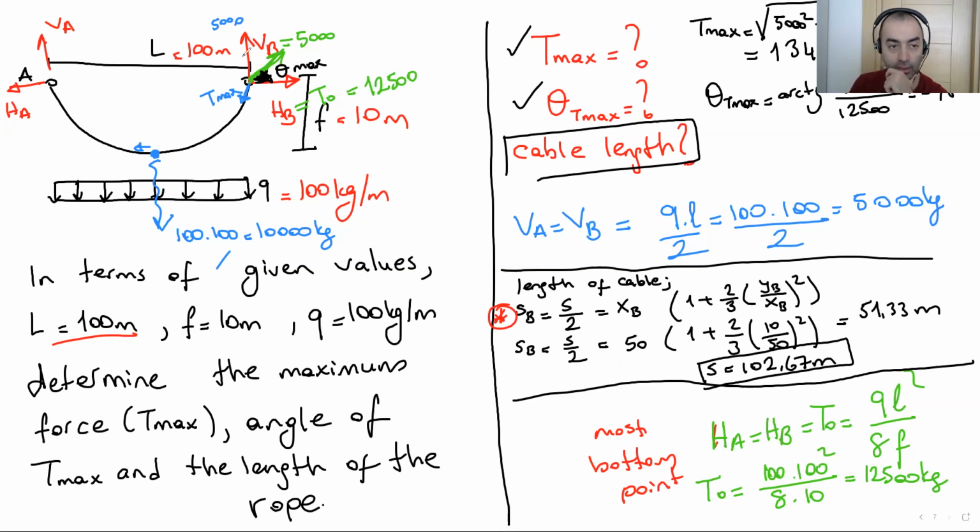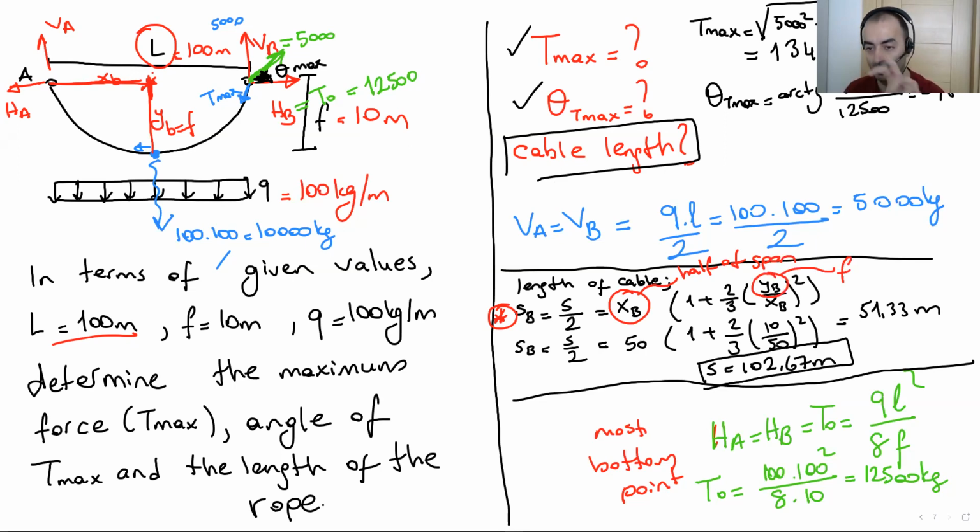When we look at this table, here XB is this part. Okay, XB is here and YB is here. Totally YB is the sag. XB is half of this span. Here XB is half of the span, and YB is here.